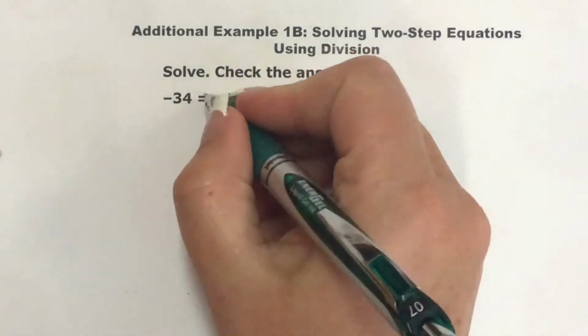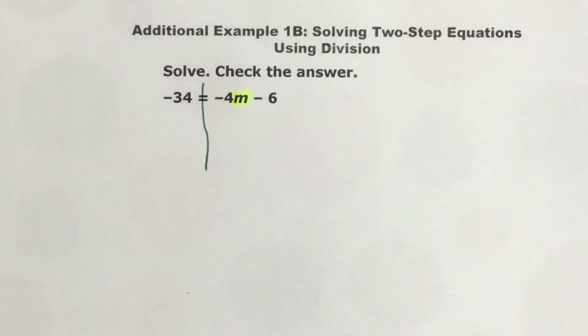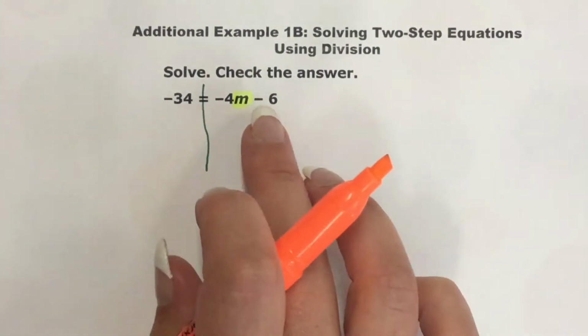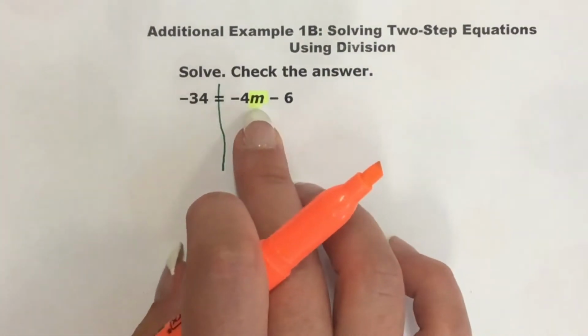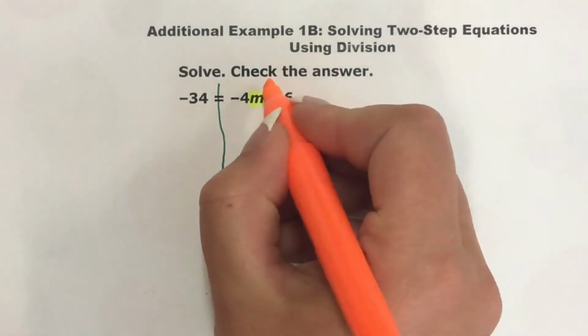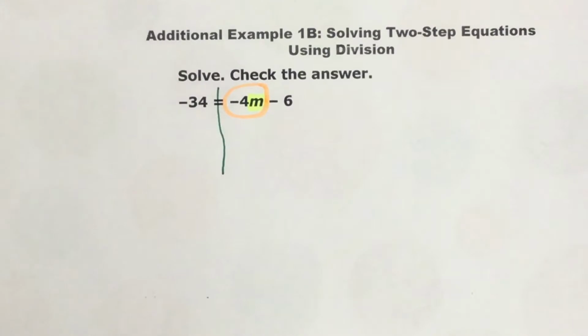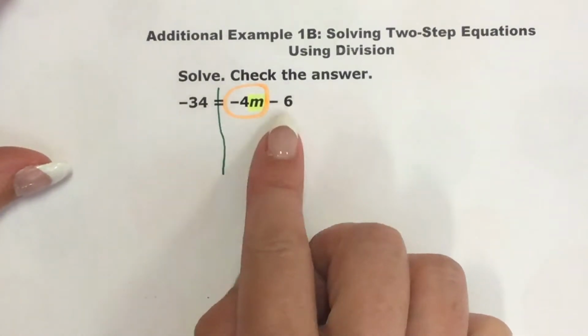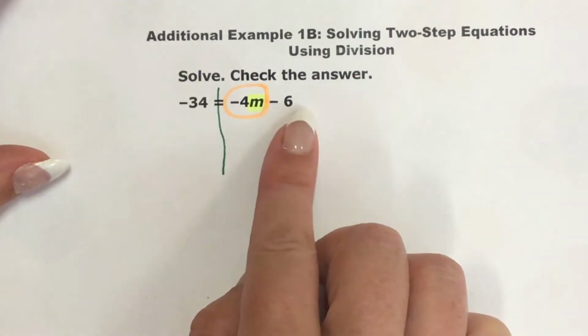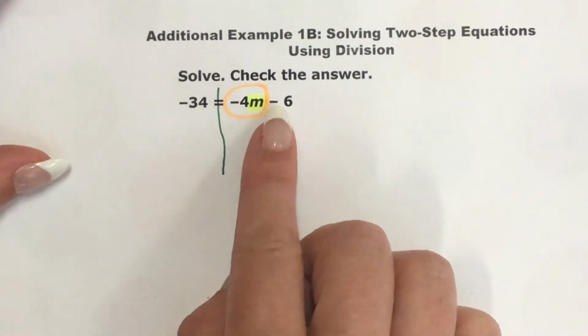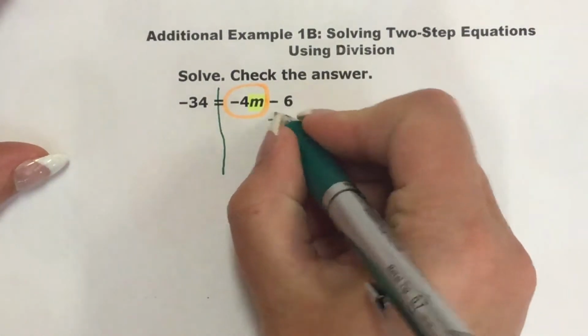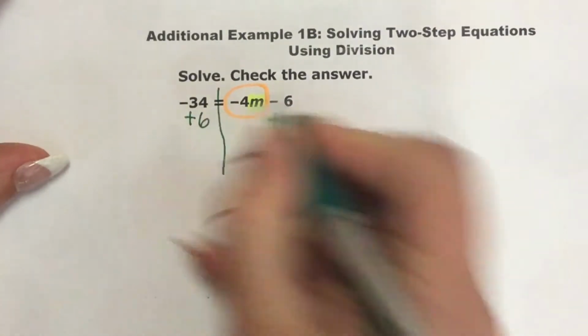Right here we have negative 4M minus 6. So we need to get M by itself. It's not by itself. However, there's this little bit right here, and we're going to keep that together till the final bitter end. So we're going to get rid of this part on the outside. Minus 6, that's related to M through subtraction. So we're going to do the inverse operation, which would be addition, on both sides.